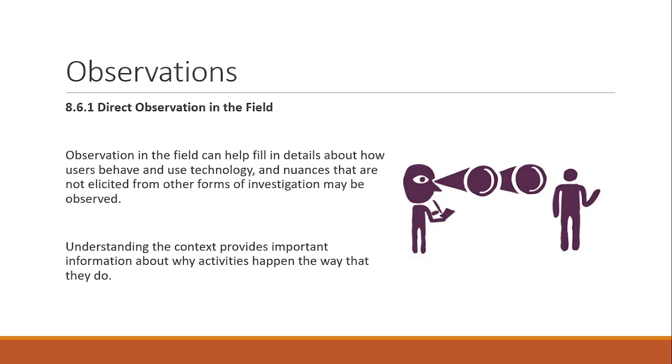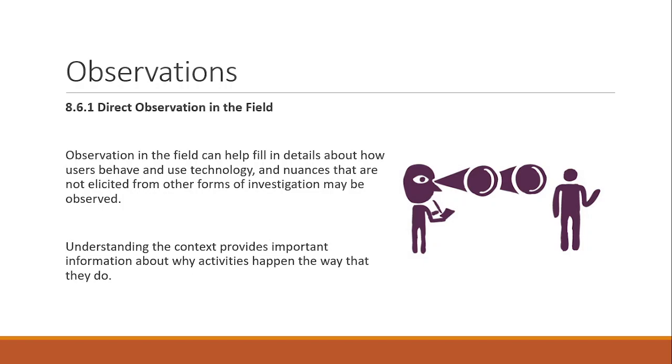So we'll discuss the different types of observations. First, we have direct observation in the field. Observations in the field can help fill in details on how users behave and use technology. So the user is observed directly, right? There is the user, and then there is someone who directly observes how the user interacts.